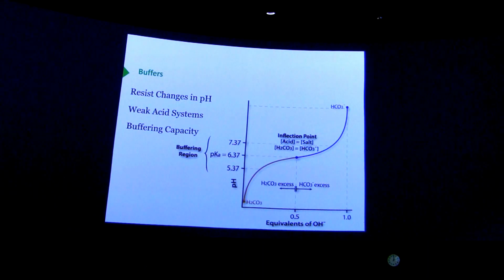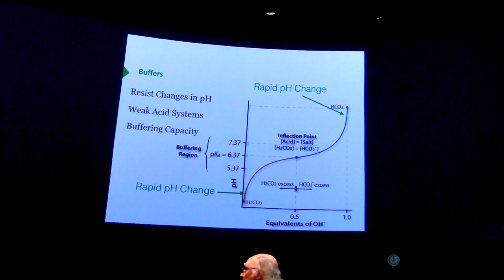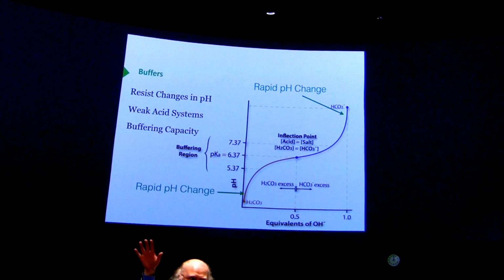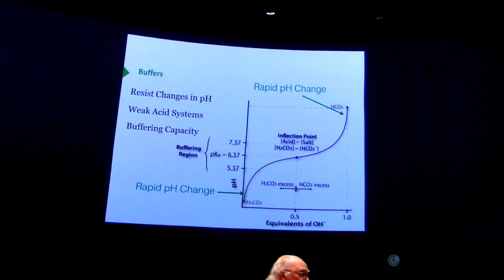Okay, so here's the example I just gave before. I won't go through that again. We see the rapid pH change at the low pH. We see the rapid pH change at the high pH, and you notice those rapid changes are happening outside of that pKa plus or minus 1. Limited pH change happening in the buffering region.